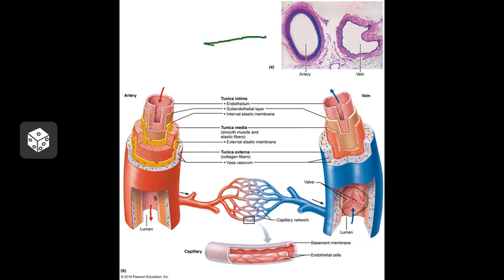Up here in this illustration, you can also see a photomicrograph of a cross-section of these two blood vessels. The artery has lots of smooth muscle in the tunica media. The vein has very little. The artery has enough smooth muscle that it's muscle-toned. It has a distinct shape, where the vein is rather flaccid.